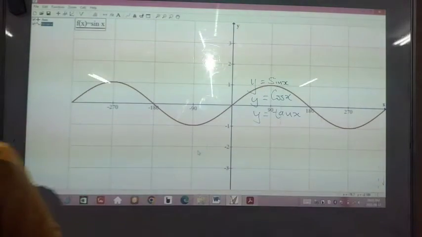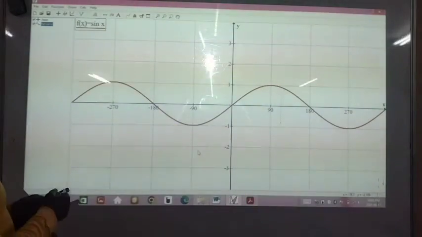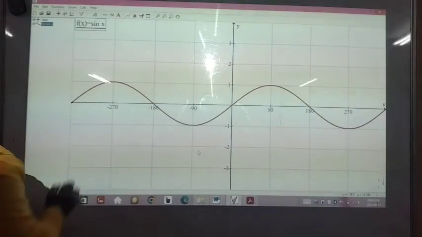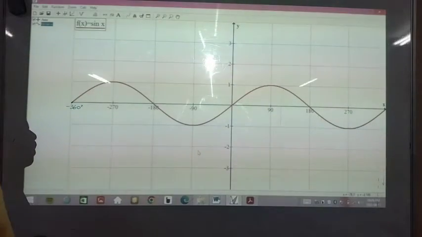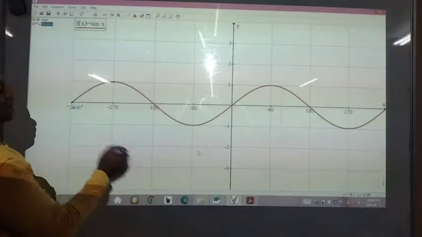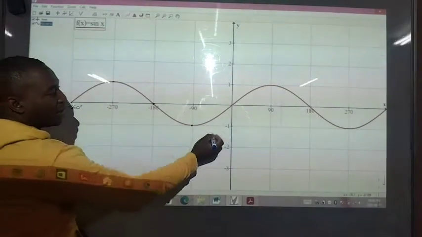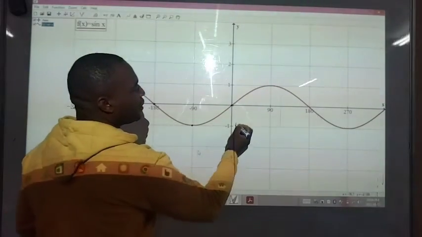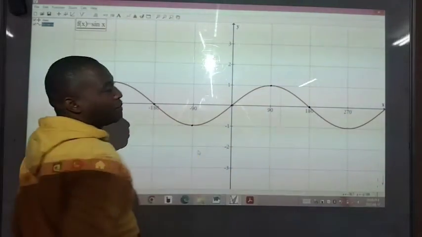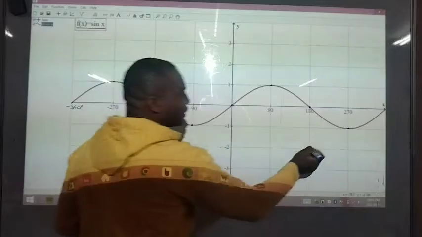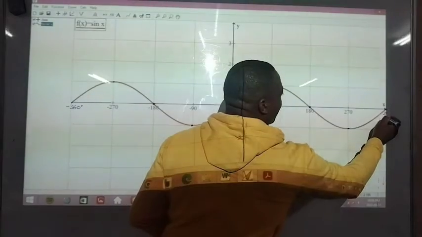you noticed that the graph has some strategic points. At negative 360 degrees, y is 0. At negative 270 degrees, it's positive 1. At negative 180, it's 0. At negative 90, it's negative 1. At 0 degrees, it's 0. At 90 degrees, y is 1. At 180 degrees, y is 0. And then at 270 degrees, negative 1. And then at 360 degrees, it's 0.